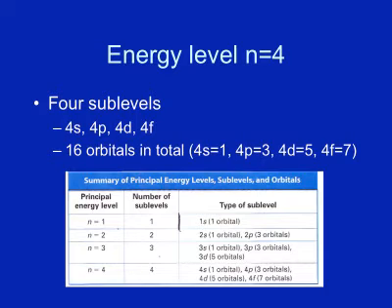Every energy level kind of starts over at S. Every single time you move energy levels, you have to start back at S. So the first energy level has the S orbitals. The second energy level has S and P. The third has S, P, and D. And the fourth has S, P, D, and F. What do you think the fifth has? It can hold 32 electrons.